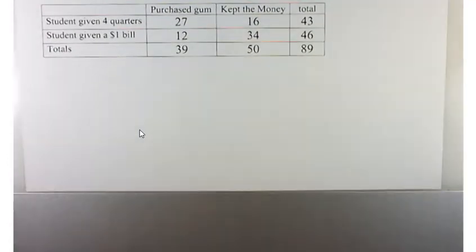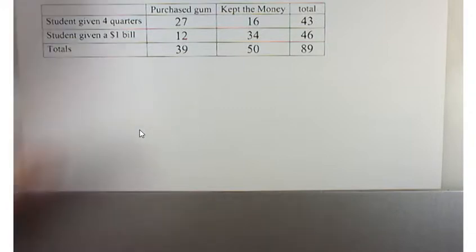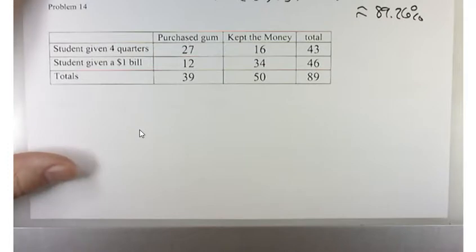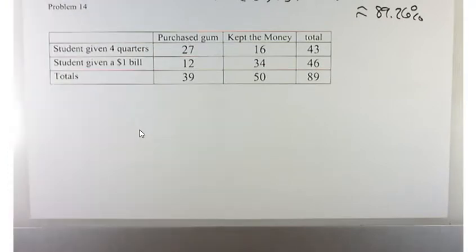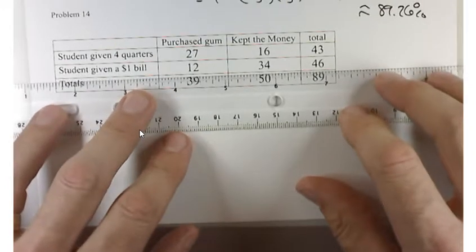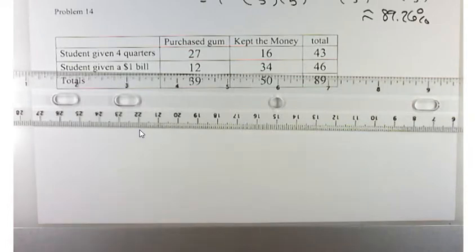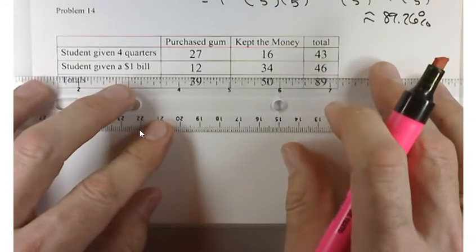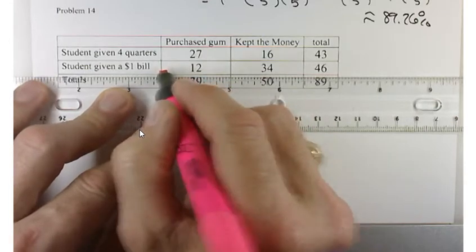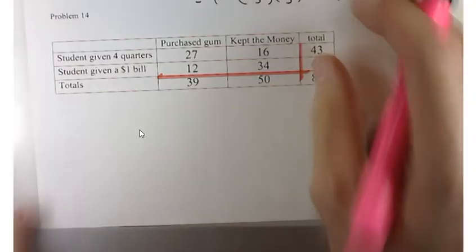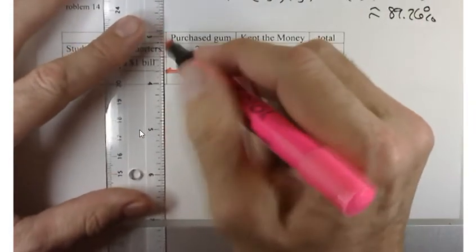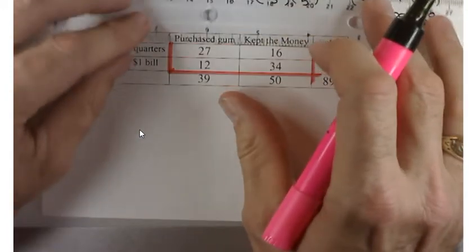Let's do one last one here. It's problem number 14. It's a little bit different. We've got this table of students who were given the same amount of money, and people watch what they did with it. So chances are, and I haven't looked through the book entirely, we'll probably see this table again in future sections. Seems to me it would be a good table for other types of problems. So students were given either 4 quarters or $1, and they watched what they did with the money.